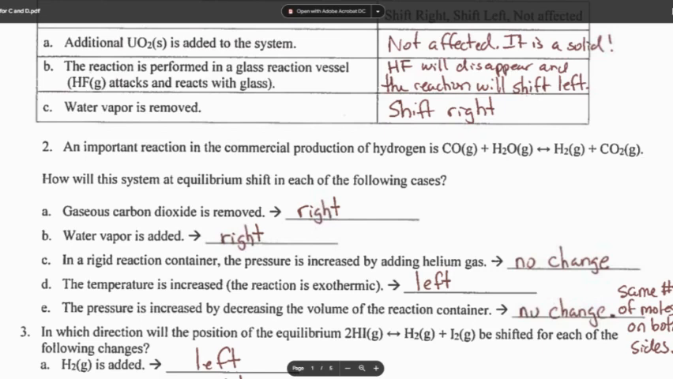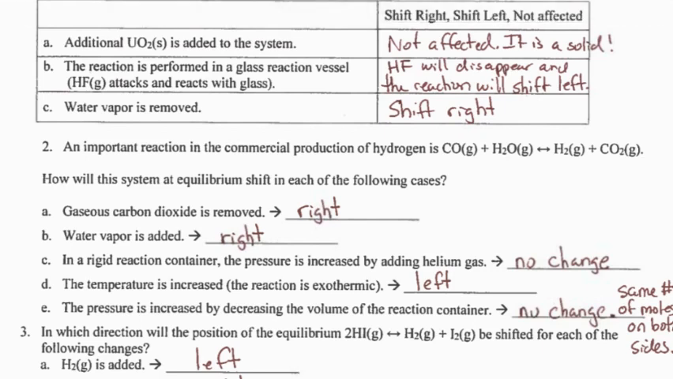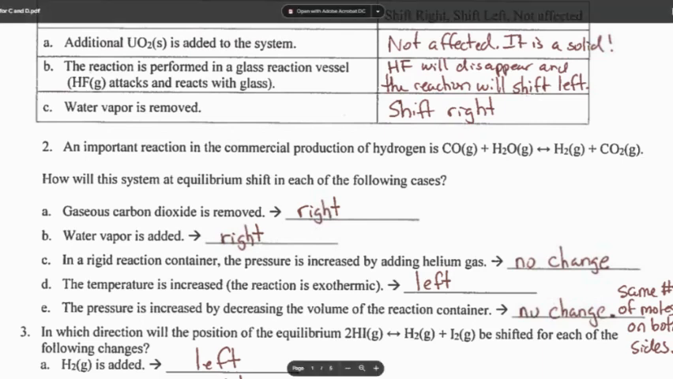We have 1 mole of CO and 1 mole of H2O. That's 2 moles of gas on the reactants. We have 1 mole of hydrogen and 1 mole of CO2. That's 2 moles of gas for the products. So the reactants and the products have equal moles of gas, so they're impacted the exact same. So we're not going to observe a change because both sides are going to change equally.